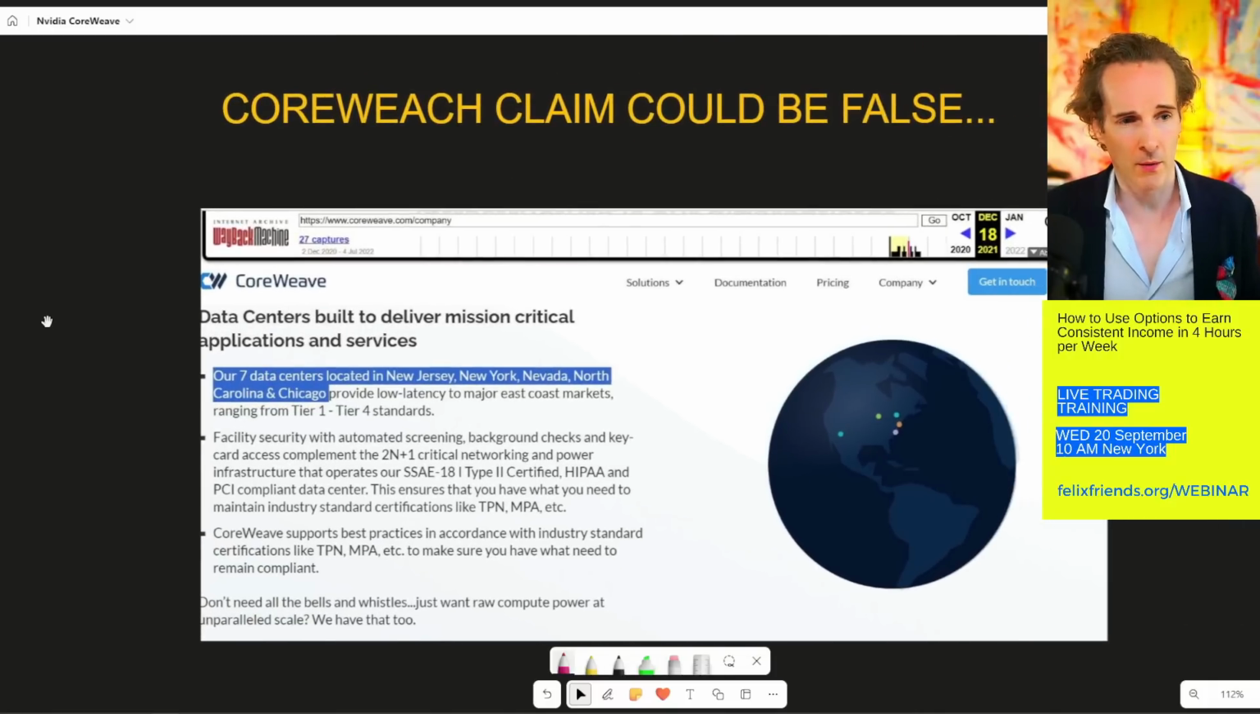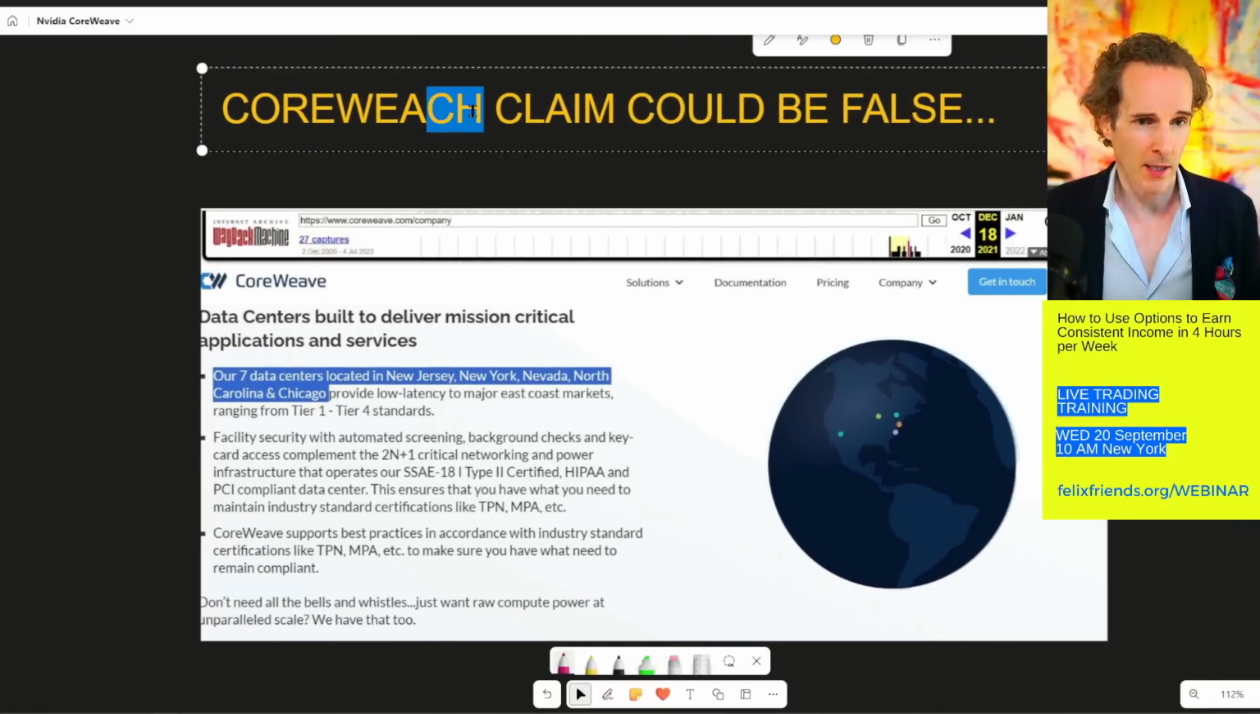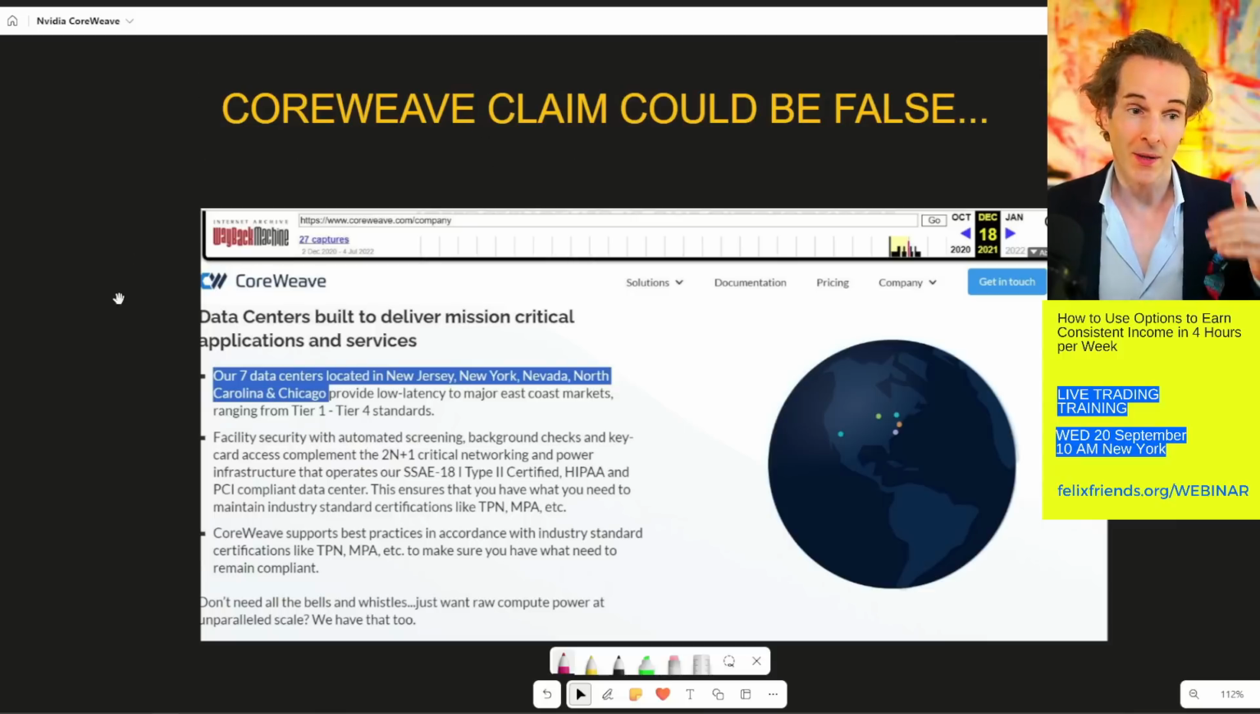Now, there's a little bit more to it that I want to look at. CoreWeave, which apparently I can't spell. I want to look at that. I want to look at how we can make money out of this. How can we trade this? Is this bullish or bearish?